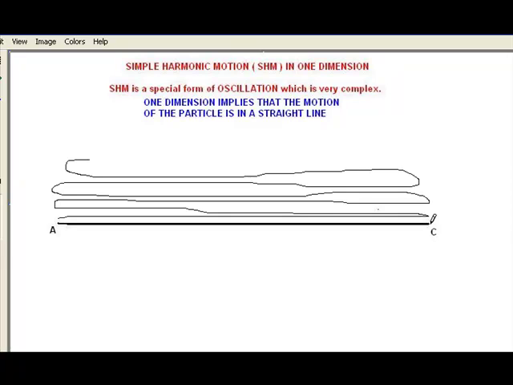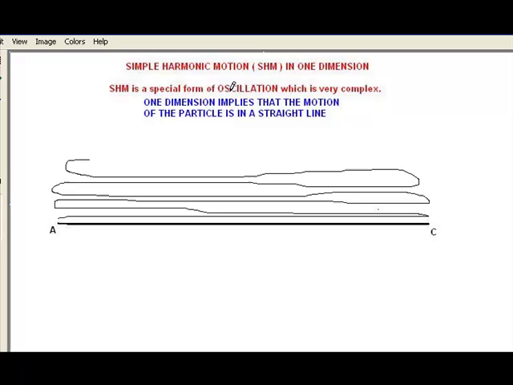Now, a motion which starts from a point and goes to another point and returns back to the initial point through the same path, right? That means it is following the same path, the straight line. Now it is going to C and is returning to A through the same path. Then this kind of motion is oscillation. Now, simple harmonic motion is a special form of oscillation. That means not all oscillations are simple harmonic.